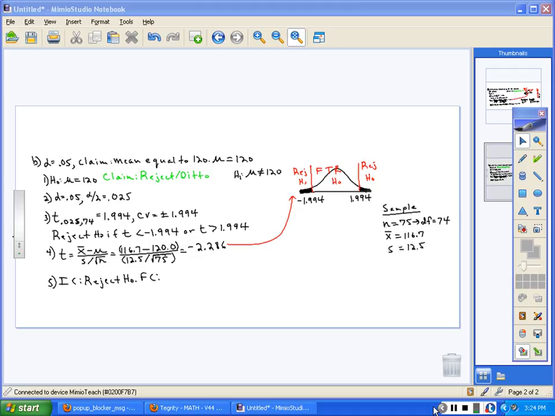Final conclusion, remember we said at the beginning that H0 is the claim, and I call this ditto because whatever you say about H0, you're going to say the same thing about the claim. So reject H0, reject claim. Okay. And again, remember this one is going to be different on the final. This is a two-tailed. It's either going to be a right-tailed or a left-tailed, so be prepared for the difference.